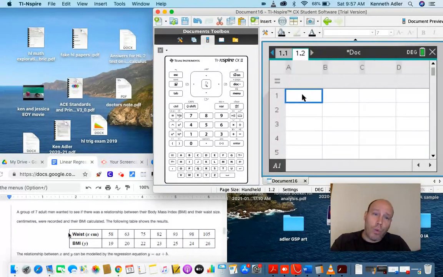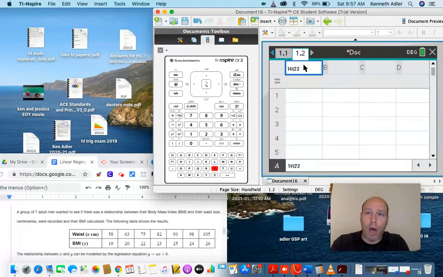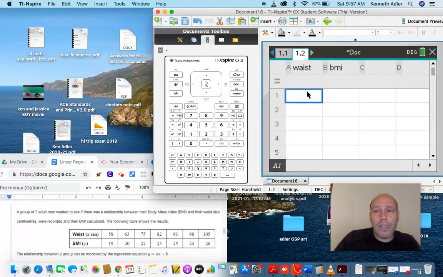So we're going to label it the waist. Let's go to the top of the column. The waist is the first column. And the next column is BMI. Okay. And for each individual, let's enter both pieces of data.